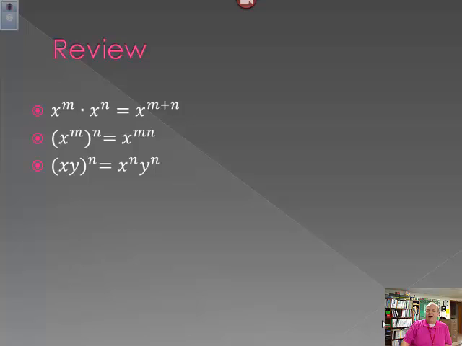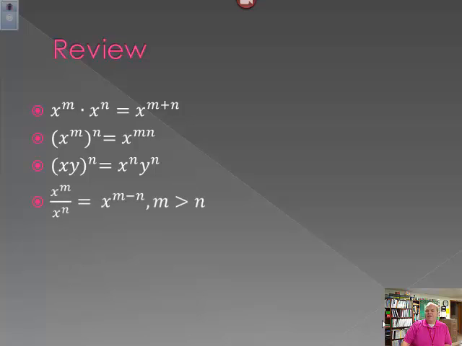Now, if I have two numbers raised to an exponent, and it's outside the parentheses like we have it, that simply means that with the distributive property, I'm going to distribute that n to the x and the n to the y. So now we have three different properties we're talking about.